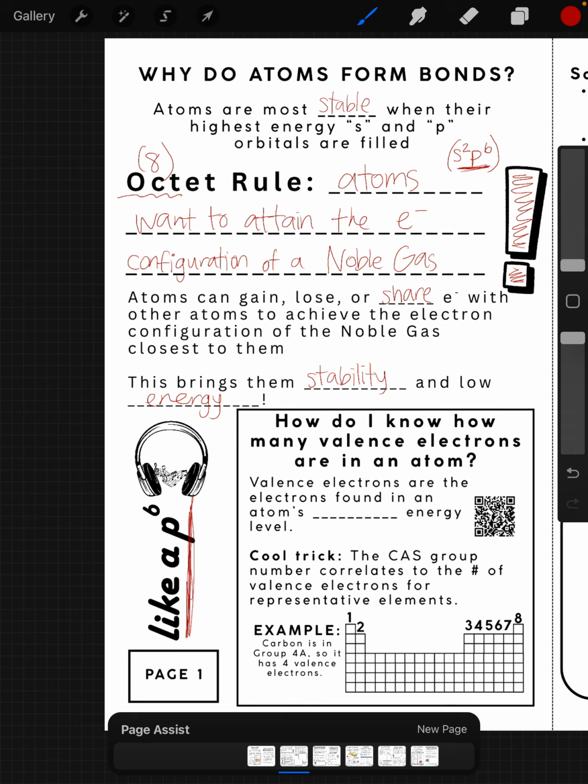Whatever they can do that makes the most sense, they're going to do, and we'll talk about the things that make sense as we go through this notes packet. But they're going to do whatever they can to get 8 valence electrons. Okay, so super important principle.